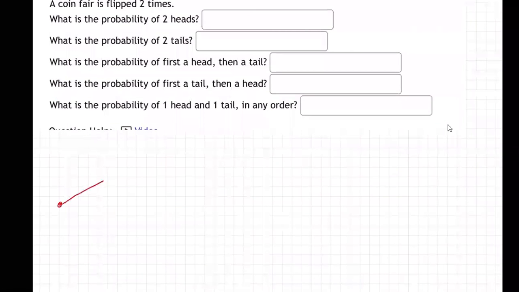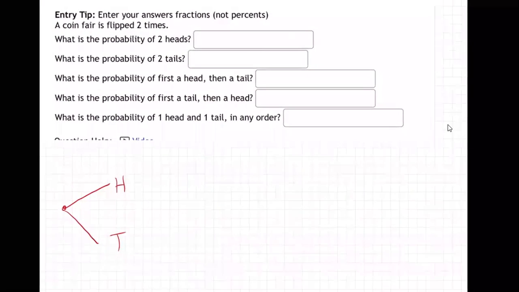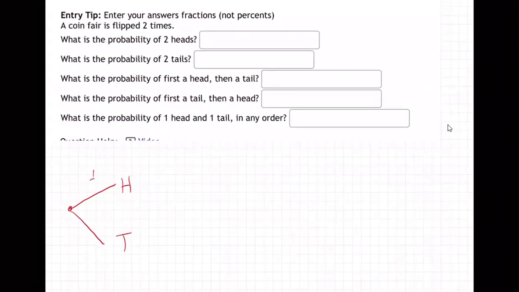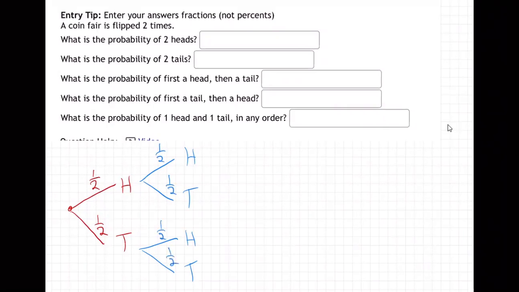Well, first time you flip, you're going to get either a heads or a tail, right? And what's the chance you're going to get heads? I'm going to write the chance right on the branch. A half. What's the chance you're going to get tails? A half. Right? When you flip a coin, there's a half chance of head and a half chance of tail. And then you're going to flip it again. Second flip. The second flip is going to be heads or tails as well, isn't it? And again, it's a half chance of head and a half chance of tail, half chance of head, half chance of tail.